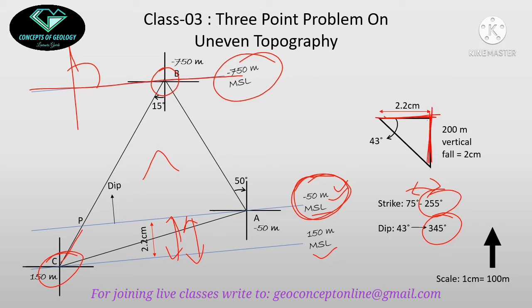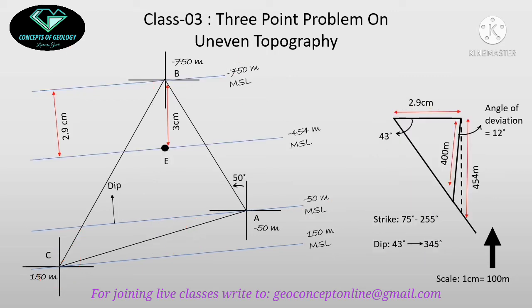So this is the vertical fall. 200 meter will be 2 centimeter. So I have a horizontal length of 2.2 centimeter and a vertical length of 2 centimeter. Construct this triangle. So this is the appearance of the ore body along the true dip direction, or a direction which is perpendicular to the strike. Measure this angle as the angle of true dip. It will be near about 43 degrees. This is the answer of the second question. So the attitude of the ore body is this one.